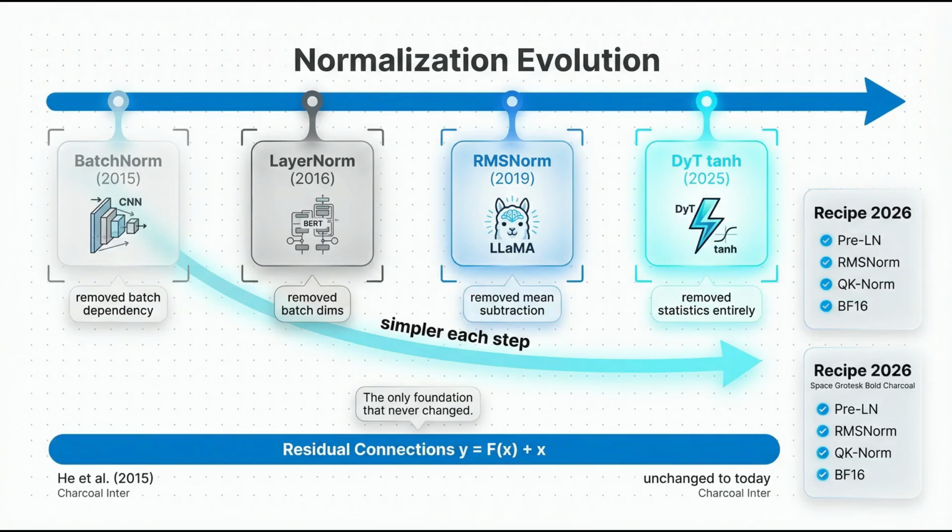Let's summarize. Residual connections, the elevator in the skyscraper, are the one sacred element that survived. Normalization evolved through subtraction. BatchNorm, removing batch dependency. LayerNorm, the transformer standard. RMSNorm, removing centering. DyT, removing statistics entirely. Each step removed something deemed essential. Results didn't get worse. Next time you open the architecture of any LLM, every normalization decision will be readable.